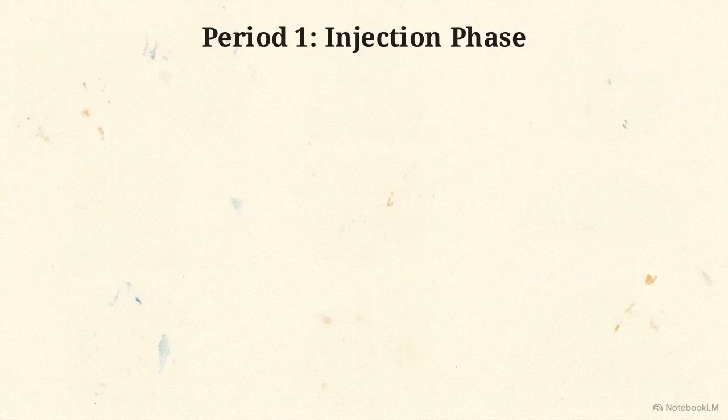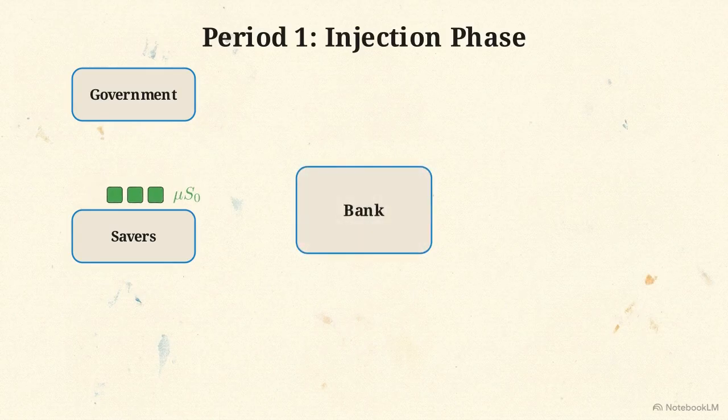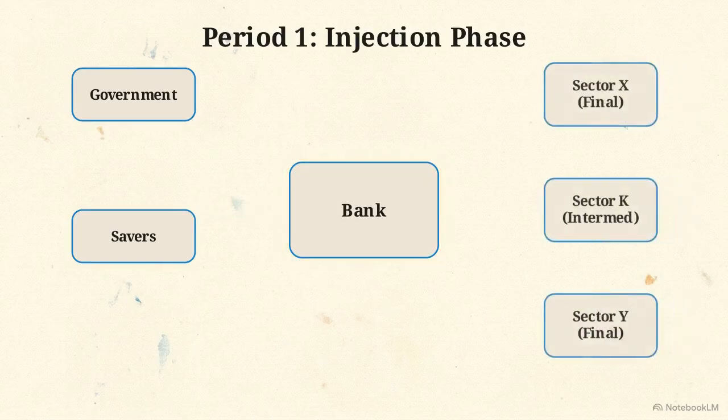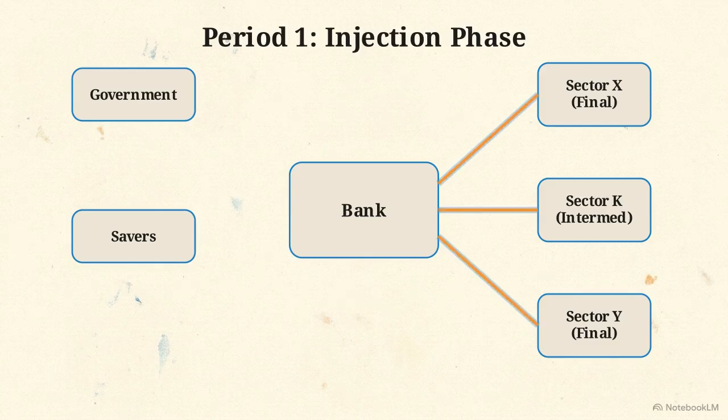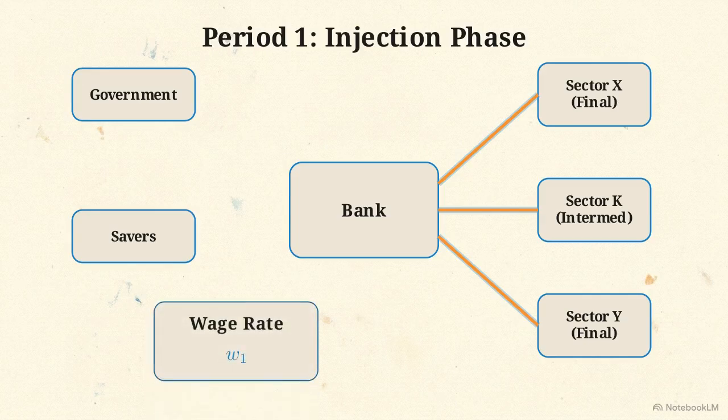The government prints new money to fund deficit spending and hands it directly to the savers. They immediately deposit this new cash into the bank. The bank suddenly holds an expanded pool of credit. Following their standard operating procedure, they immediately lend this larger pool of money out to the producers in sectors X, Y, and K. The model assumes that labor costs for this first period are governed by pre-existing wage contracts.